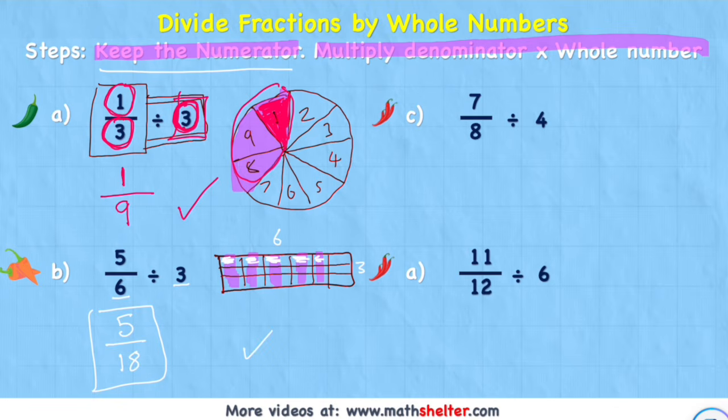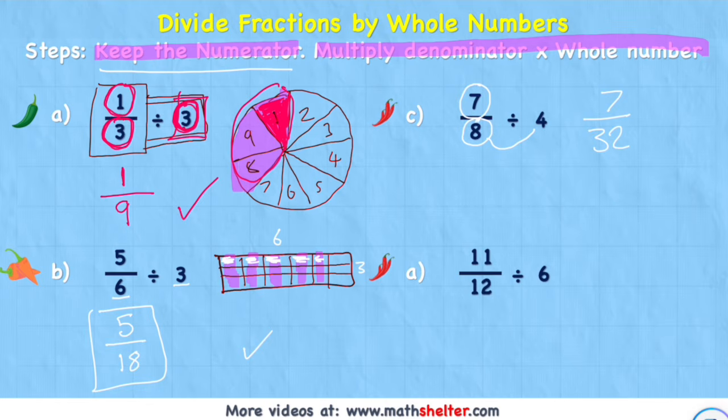Easy. My next example, let's not draw a picture this time. Let's just do it nice and quickly. I keep the numerator, so I know I'm going to have 7 something, because that can't change. But how many something do I now have? Well, I had cut my pizza into 8, but unfortunately I've had to cut it again 4 more times. So 8 times 4 is 32.